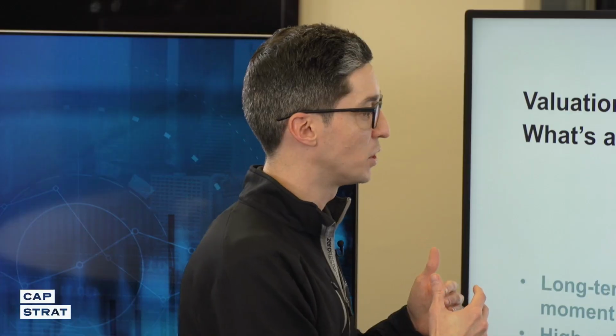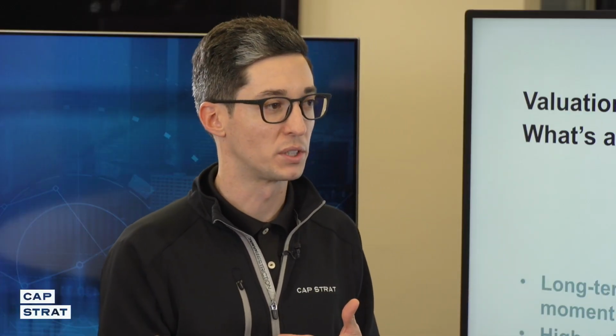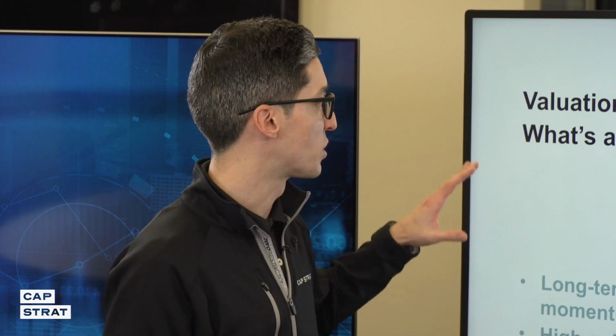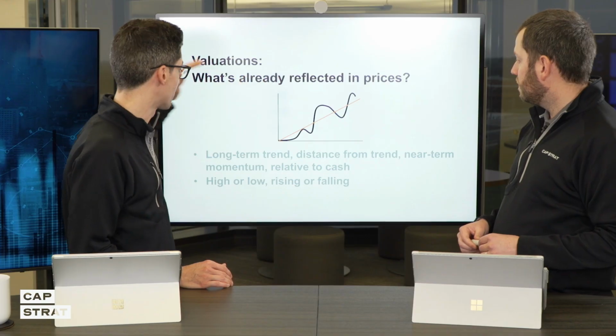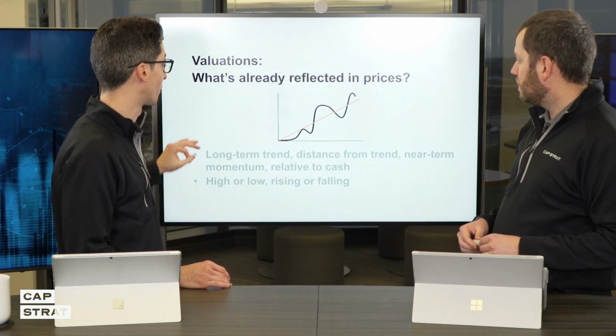Said differently, if you knew the macro outlook with perfect foresight, what would you pay to own a basket of U.S. large cap stocks like the S&P 500, knowing what's coming down the pike? Are you paying too much? Are you paying too little? So what's already reflected in prices? We break that down into 4 factors.